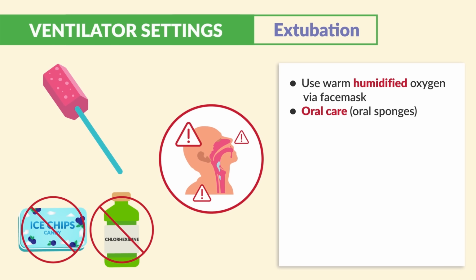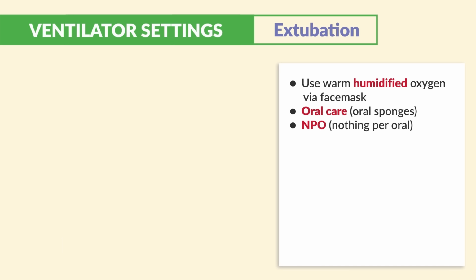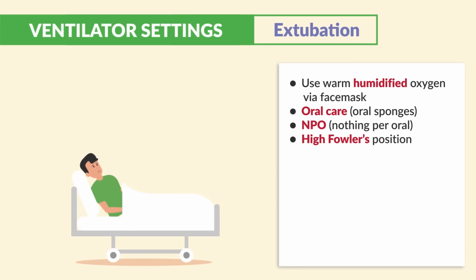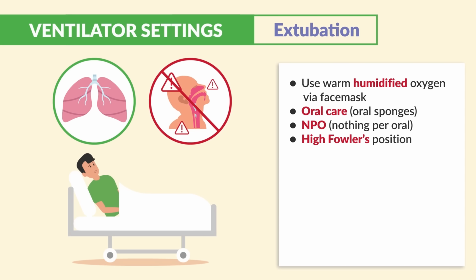We have a high risk for aspiration and airway obstruction. Number 3 is NPO, so nothing per oral. And lastly, number 4 is high Fowler's position. So make sure the head of the bed is up to maximize lung expansion and prevent aspiration.